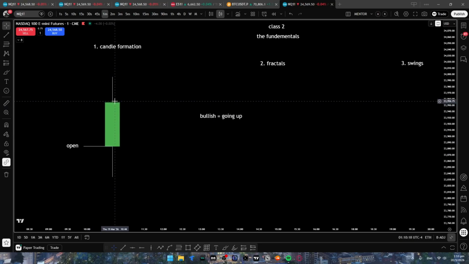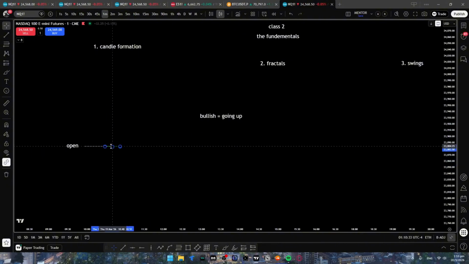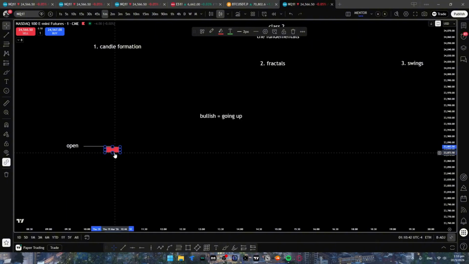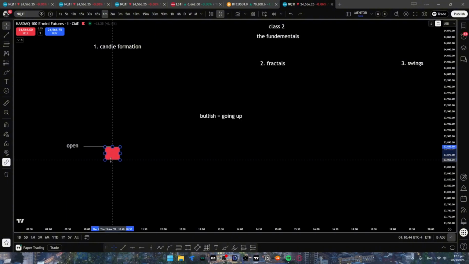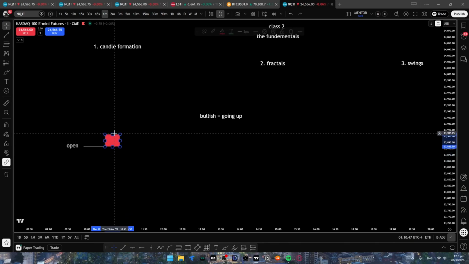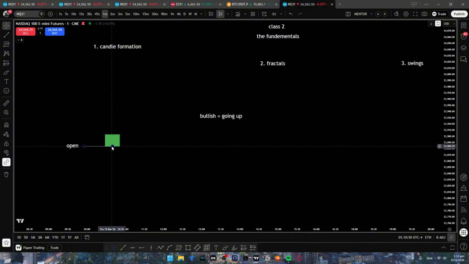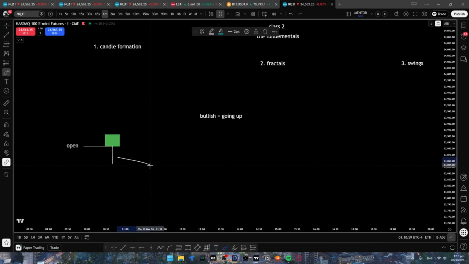Then as the candle's printing, maybe I should do an animation. So, yeah, I'll do an animation, okay? So imagine this is the open. The candle's like this. Then it opens, and then it goes lower. So actually it'll be red here. It goes lower like this. But then whoops, it goes up, and then it turns green. And where it was just now, it becomes a wick. This is what we call a wick, this right here.